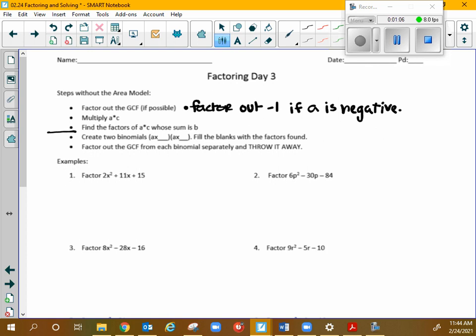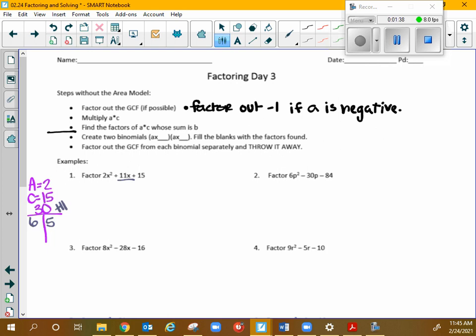No. So now I need A times C. What's A? And C? 15. So AC is 30. I need factors of 30 that have a sum of what? 11. Remember, factors of A times C that have a sum of B, which is your middle value. So 11, I heard somebody already say it: 6 and 5.